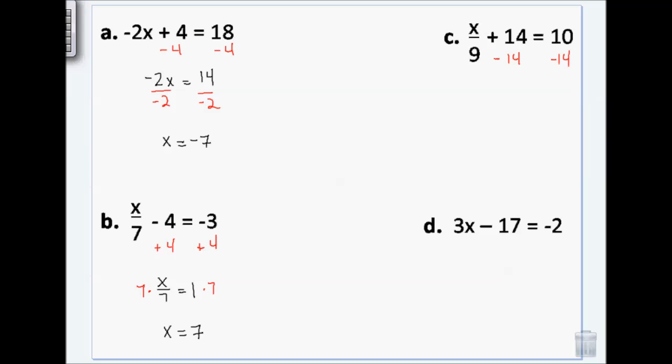We subtract 14 from both sides. We get x over 9 is equal to negative 4. Multiply by 9, and you get x is equal to negative 36. And finally, we're going to add 17 to both sides, and you get 3x equals 15. Divide both sides by 3, and you get x equals 5.